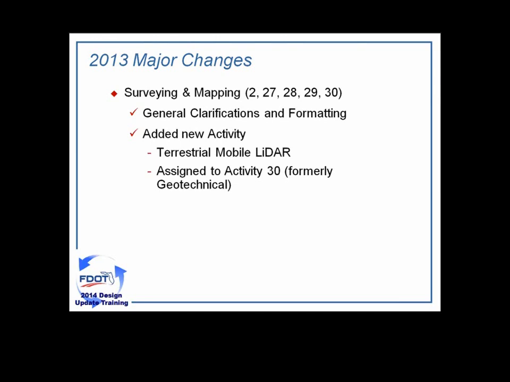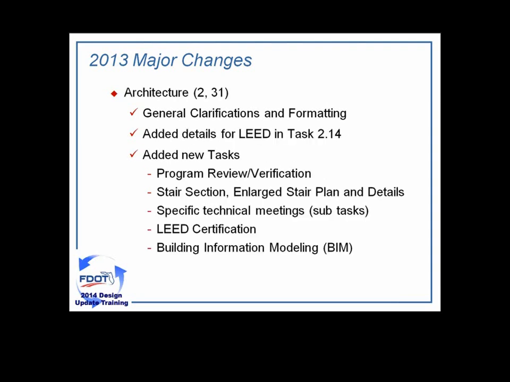Terrestrial mobile LiDAR, which is activity 30 in the scope, is a new activity for surveying and mapping. Instead of adding this to the end of the scope, which would have been activity 35, it was added as 30, which placed it adjacent to all the other surveying and mapping activities. To make renumbering a little easier on ourselves, we moved geotech, the old 30, to the end, rather than renumbering architectural, noise barriers, and all the ITS activities.